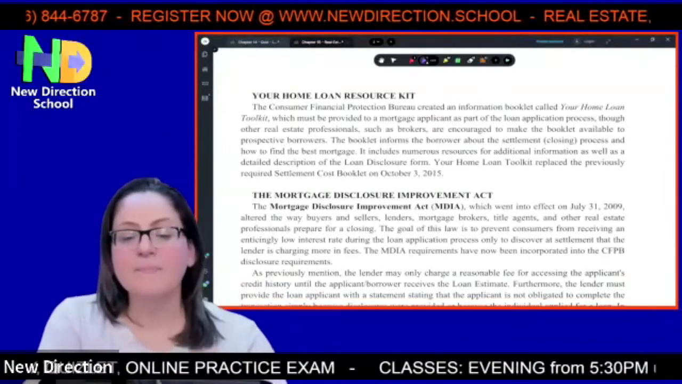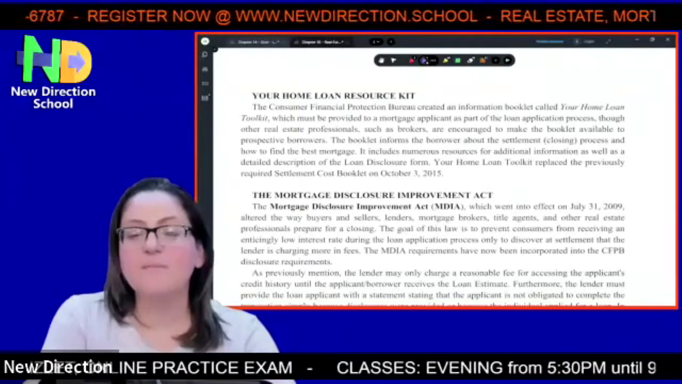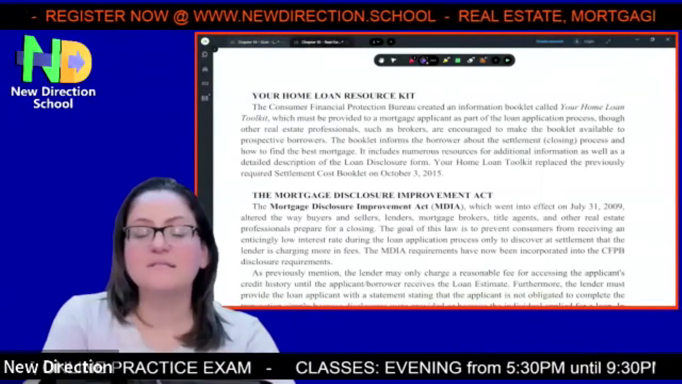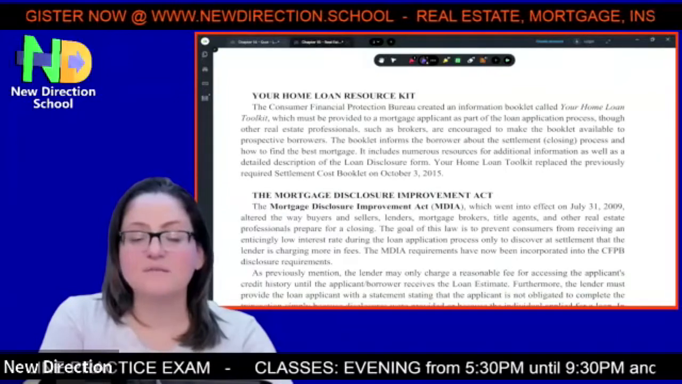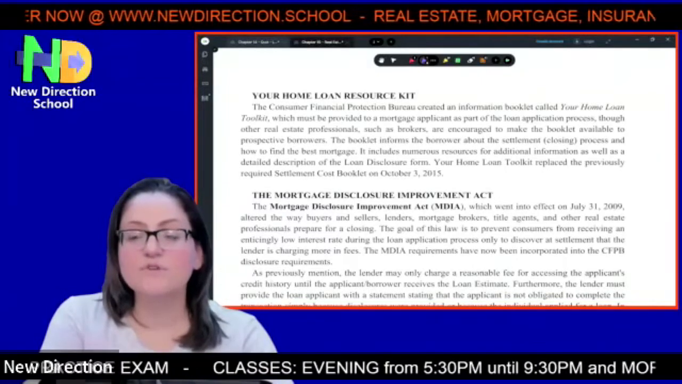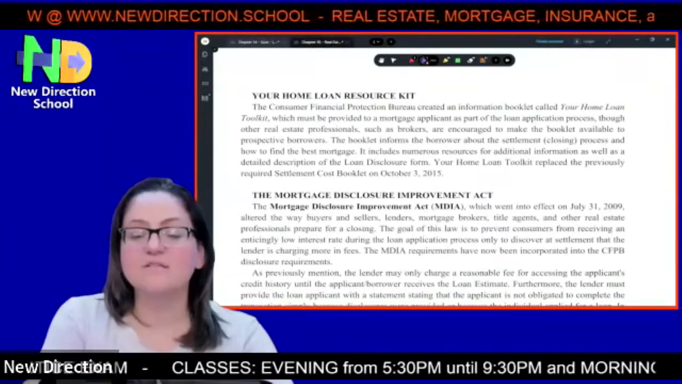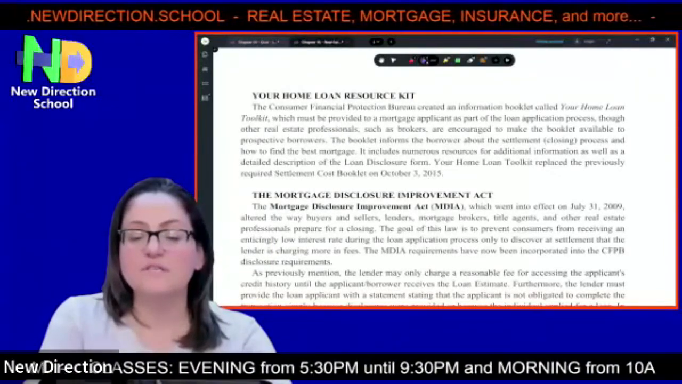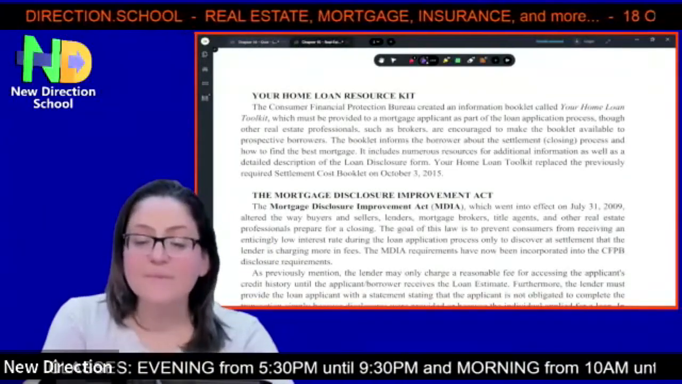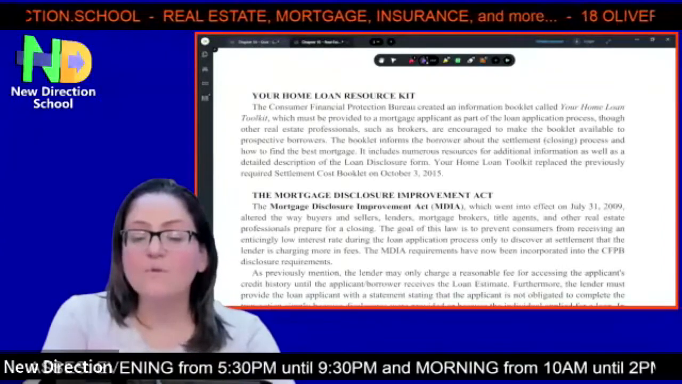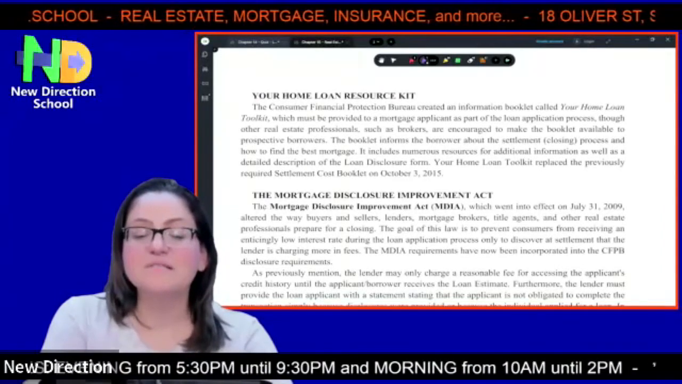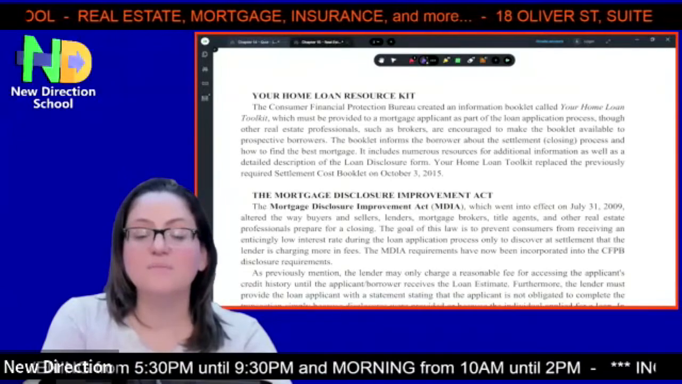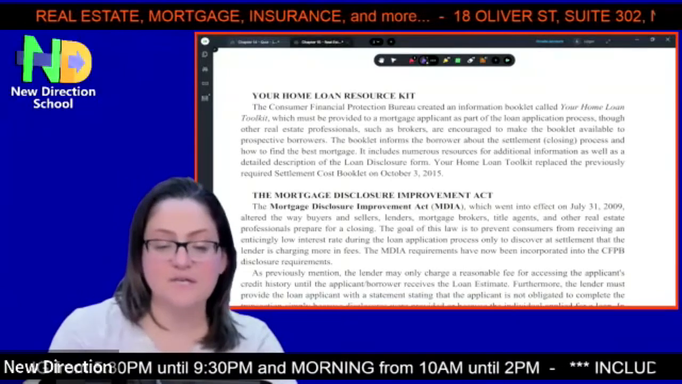I can't tell him. So the booklet informs the borrower about the settlement closing process and how to find the best mortgage. It includes numerous resources of additional information as well as a detailed description of the loan disclosure CD form, like you guys are seeing now. Your home loan toolkit replaced the previously required settlement cost booklet on October 3rd, 2015.